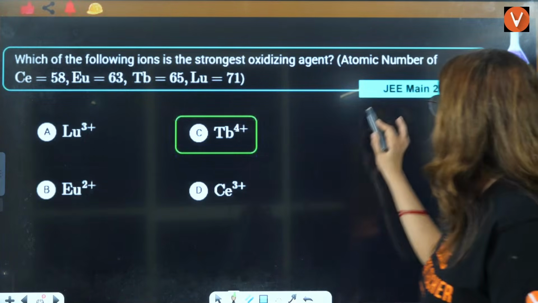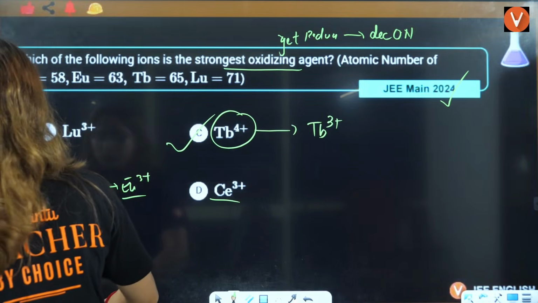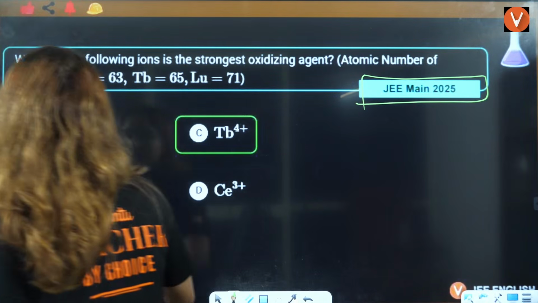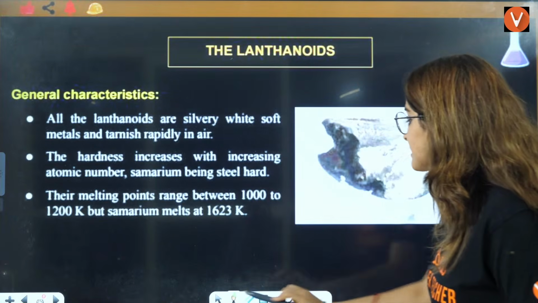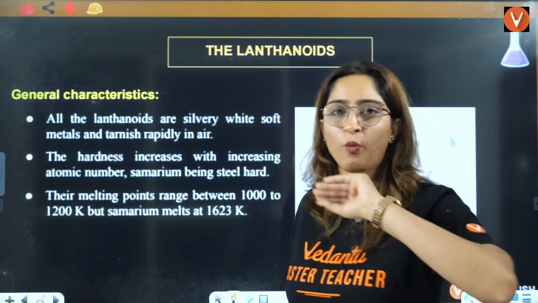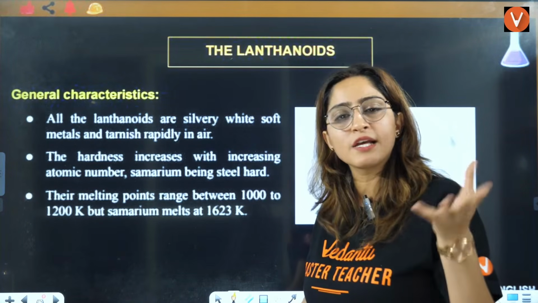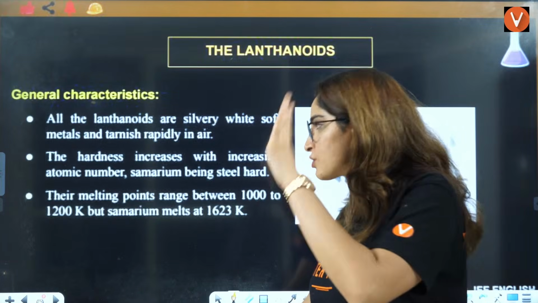Very simple question asked in your JEE, I think 2024 it was asked, okay? Yes. Now, next is some properties. See, these properties, let me tell you what you should learn from here. Go through this once, right? Mostly from electronic configuration they will ask, but go through this.